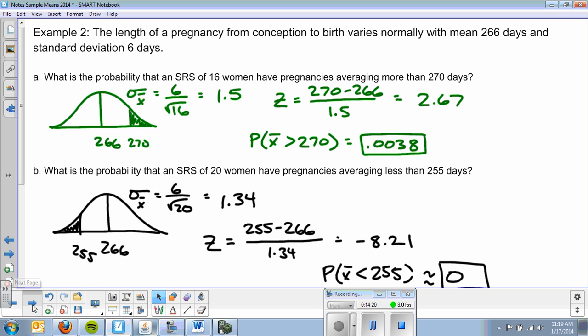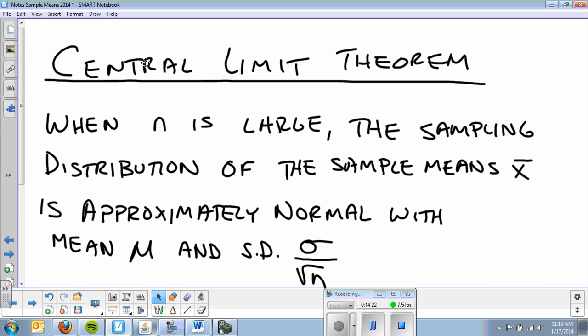One last thing I'd like you to copy down in your notes, and that is the central limit theorem, which states that when n is large, the sampling distribution of the sample means x bar is approximately normal with mean mu and standard deviation sigma over the square root of n. And that's a big concept in this chapter, and we will continue to talk about it and do some investigations so that that makes more sense.